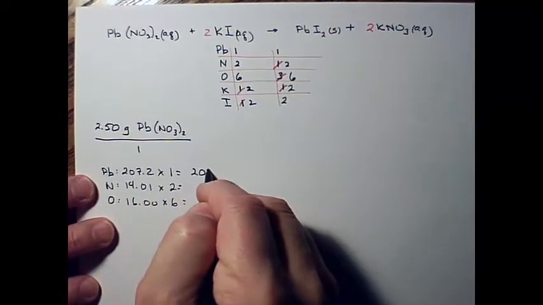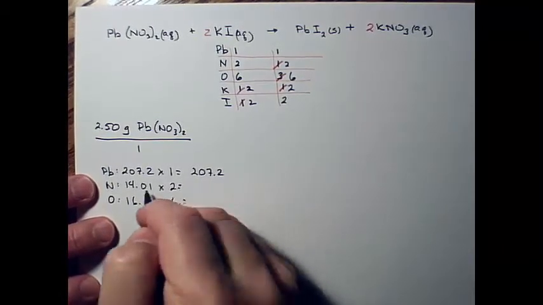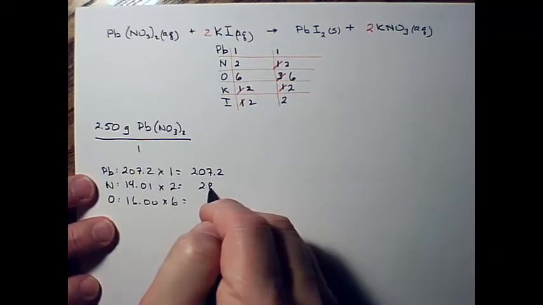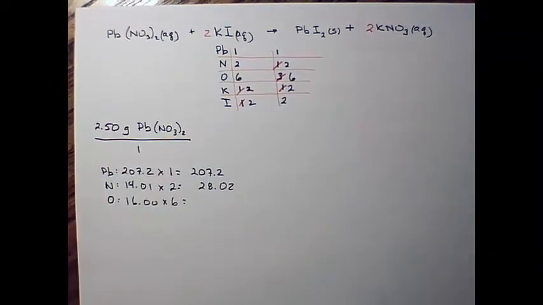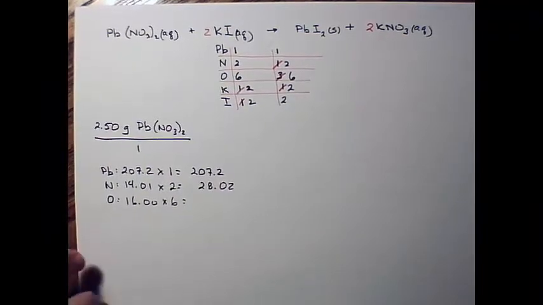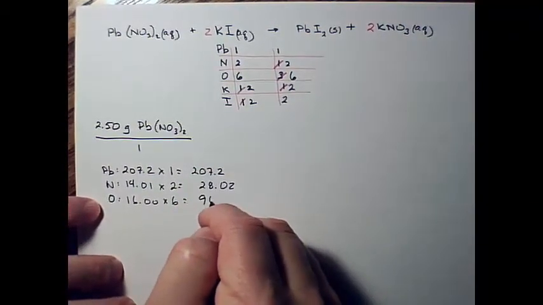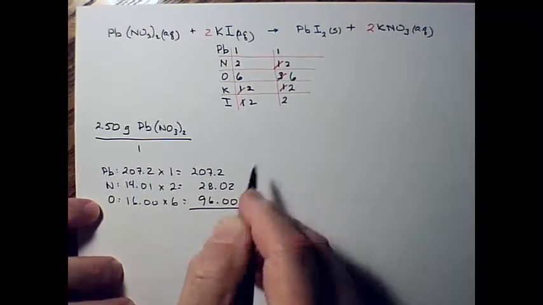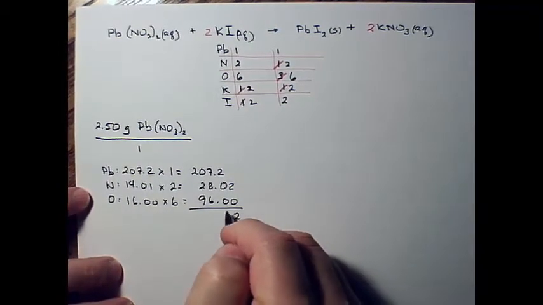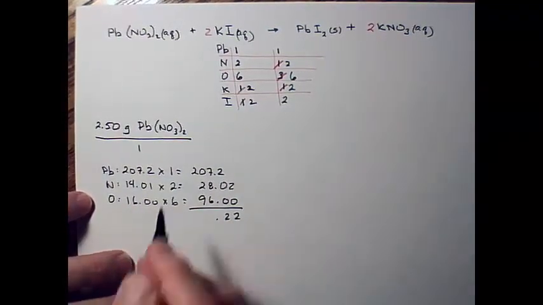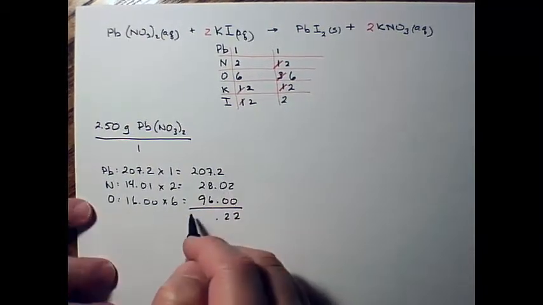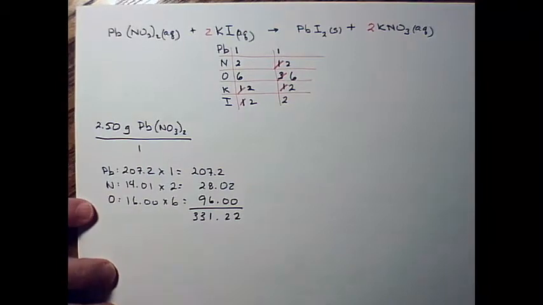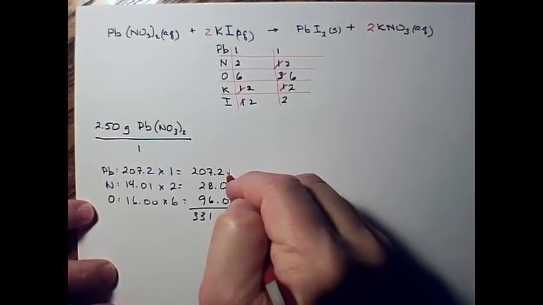So 207.2, and this would be 28.02, and 16 times 6. We did that yesterday. 96. Okay, and so when we add it all up, we get 2 and 2. What's the rest of it, guys? Y'all got it done already, right? 331.